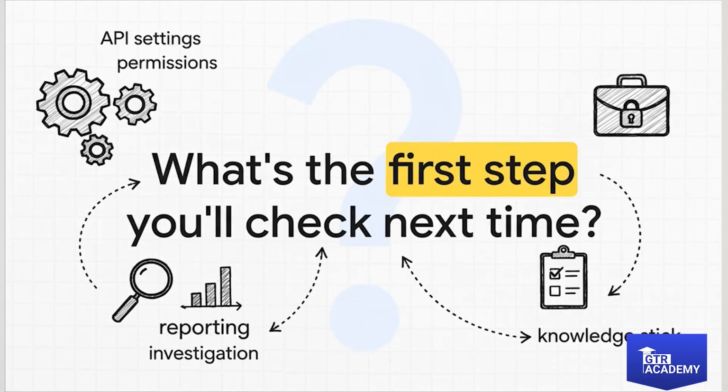So, after going through this whole investigation, what's your new number one suspect? Is it the permissions, that API setting, maybe the reporting schema? Thinking about which one of these you're going to check first is the best way to make this knowledge stick. That way, the next time your data goes missing, you'll be the one who knows exactly how to solve the case.